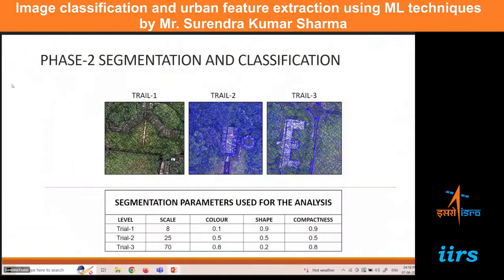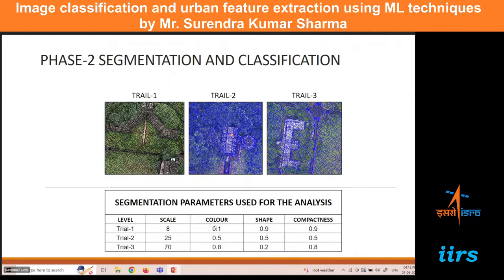For the second step, second phase, segmentation and classification. So segmentation is a trial and error process. There is no hard and fast rule for what the different parameters, like compactness, should be. So we tried different things like scale.